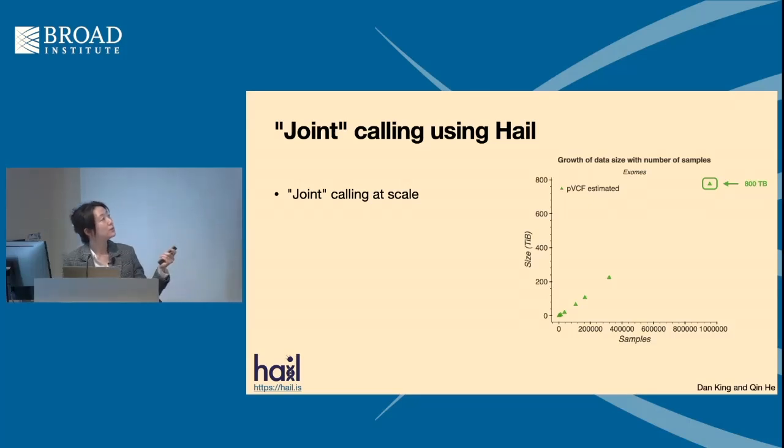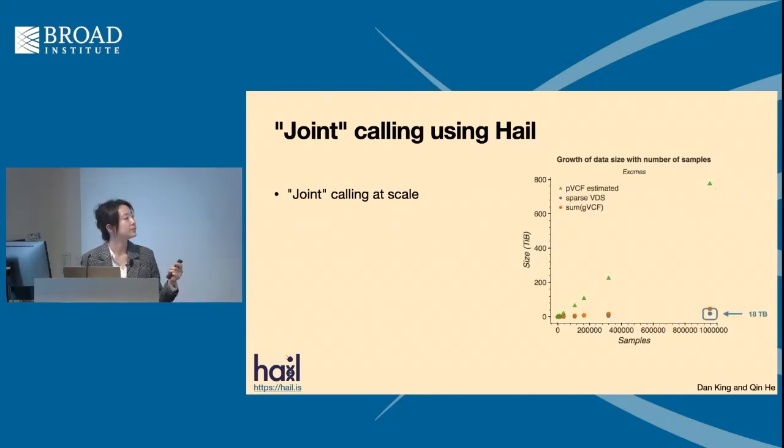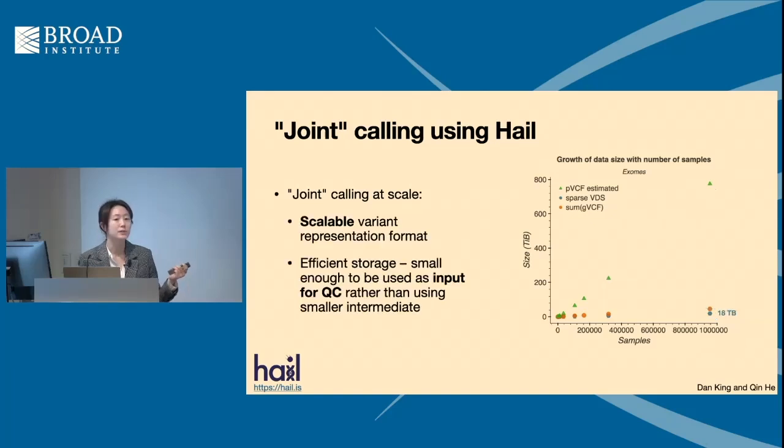So, joint calling at scale. Moving back to this idea that if we had jointly processed gnomAD v4, these are the exomes, as a project VCF, it would have been about 800 terabytes. Using Hail's schema and their format, the entire gnomAD v4 exomes only takes up 18 terabytes. So this is an extremely scalable variant representation format that has very efficient storage. And this file is actually small enough that we can directly use it for QC rather than having to create a smaller intermediate file.